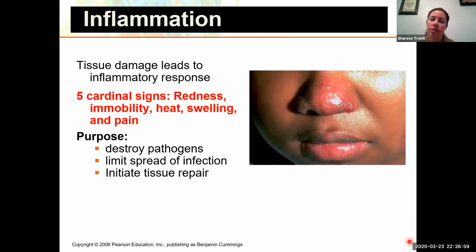So another part of the innate immunity includes inflammation. What inflammation does is it helps to destroy pathogens, it limits the spread of infection, and it also helps to initiate tissue repair. And there are 5 main signs of inflammation. They include redness, immobility, heat, swelling, and pain.